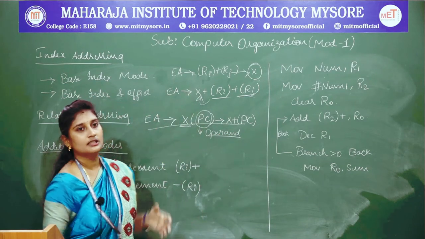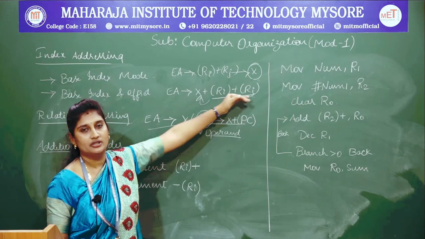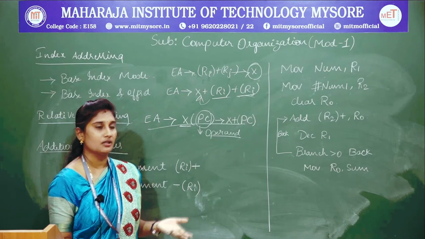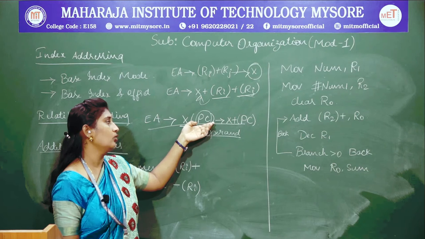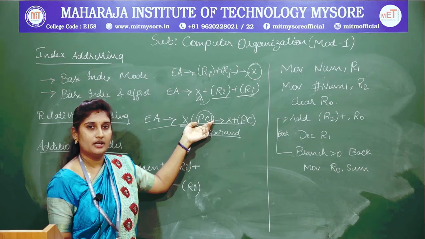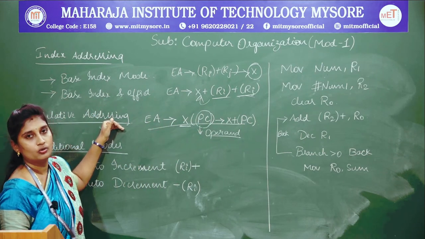In the previous addressing modes, the operands were always carried by your general purpose registers. It might be R1, R2, R3, whatever name you gave. But in relative addressing mode, this function is carried out by your PC, that is your program counter. Fine. That is why it is called relative addressing mode.